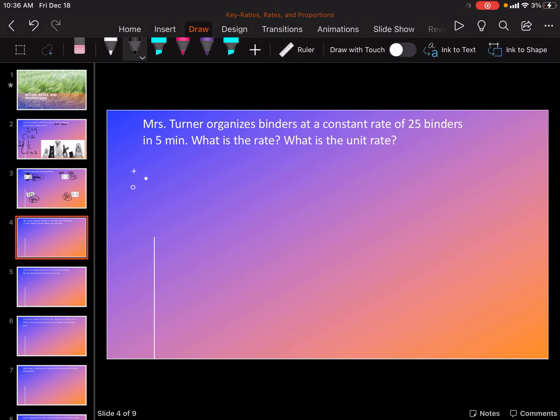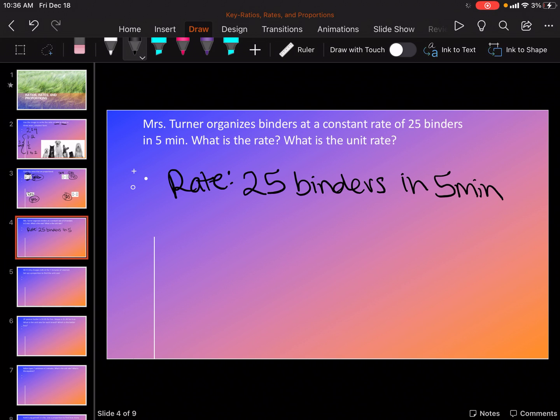So for these ones, Miss Turner organizes binders at a constant rate of 25 binders in 5 minutes. What is the rate and what is the unit rate? So rate is just the given number. So the rate here is 25 binders in 5 minutes. That's the rate. But the unit rate is how much it is for 1 minute.